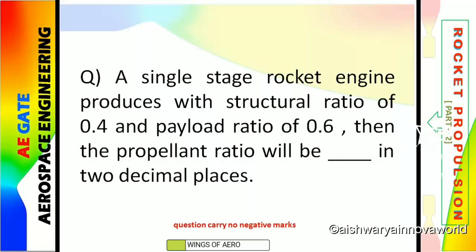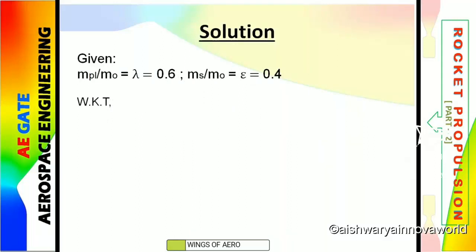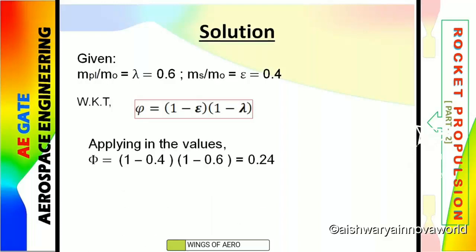Come to the last question of this section. A single stage rocket engine is produced with a structural ratio of 0.4 and a payload ratio of 0.6, then the propellant ratio will be? These are the given data. It's a very simple, one-mark question. You just need to know the correct formula. So you have to memorize those formulas and substitute the values into the formula.